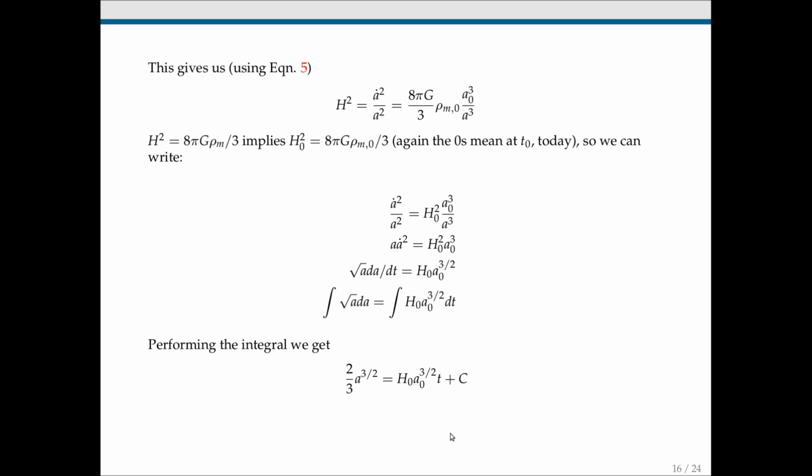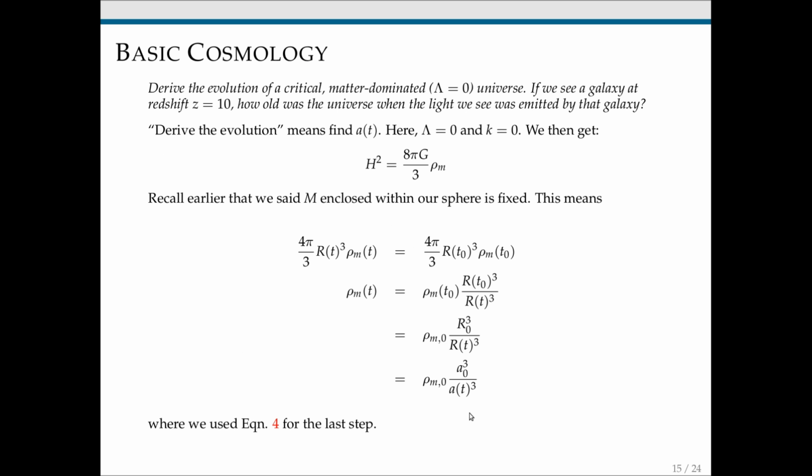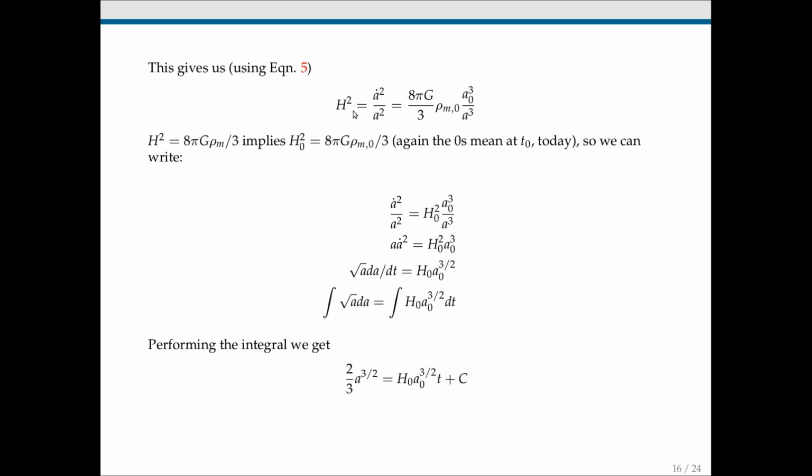This gives us, using equation 5, this. Now, H squared is equal to 8 pi G rho m over 3, because of what we wrote before, which implies that at time t0, H0 squared is equal to 8 pi G rho m0 divided by 3. Again, the zeros mean at t0, today, so we can write this, which we can then simplify to this.